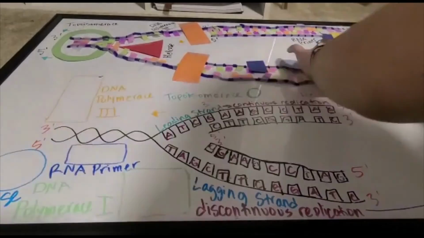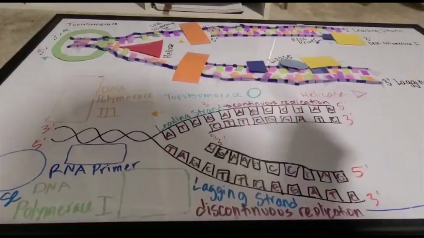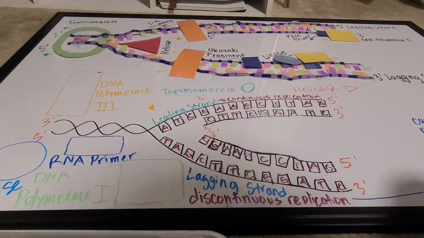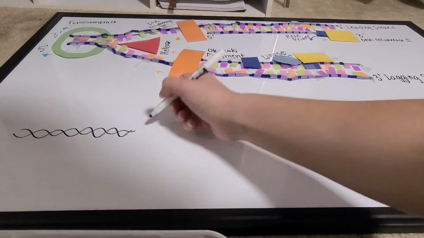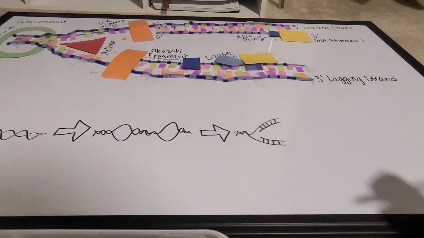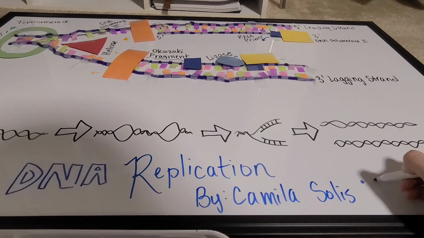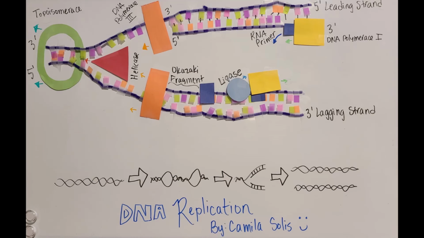Now for the big completed model. Eventually, all the little steps that I explained to you will lead to 2 new completed DNA strands. And that concludes DNA replication by me.